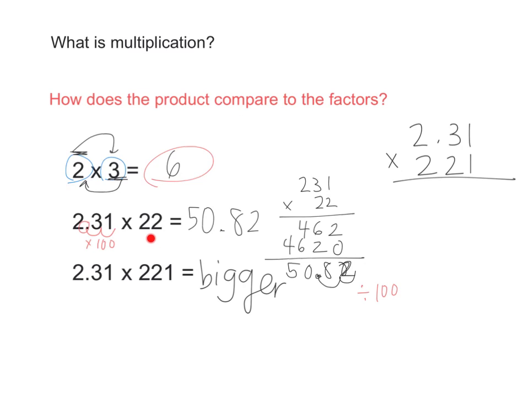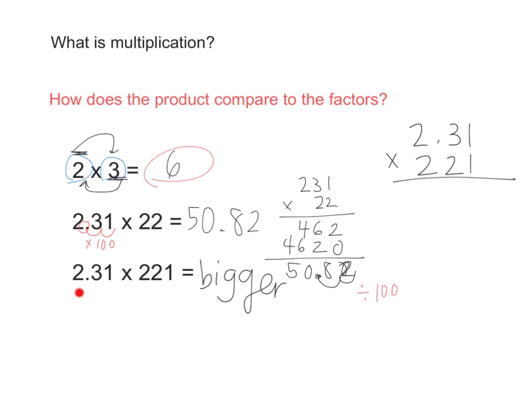What if I go the other way around? If I make 22 copies of the number 2.31, will I have more or less than 2.31? More. I'll have way more. 22 times more, right? What about this third one here? If I'm making 221 copies of the number 2.31, is that product going to be bigger or smaller than 2.31? Bigger. Way bigger. 221 times bigger, right?